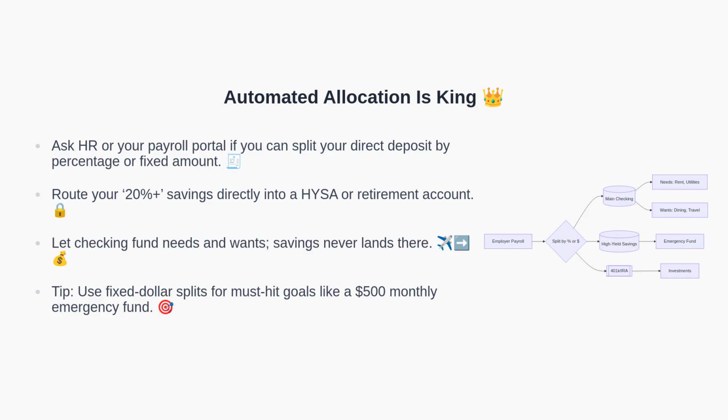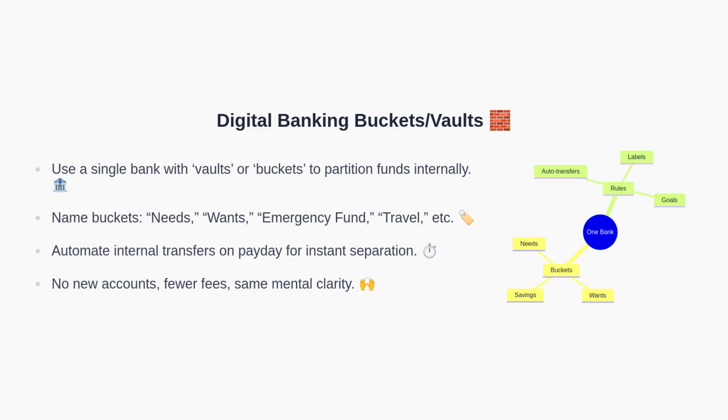Next, if you prefer one bank, banking buckets can simulate multiple sub-accounts without separate accounts or fees. Many online banks offer internal sub-accounts called vaults or buckets. You can label each bucket by purpose and set automated transfers that trigger on payday. This provides envelope-like clarity without opening separate accounts or worrying about minimum balances. It's a clean, low-friction structure inside a single institution.